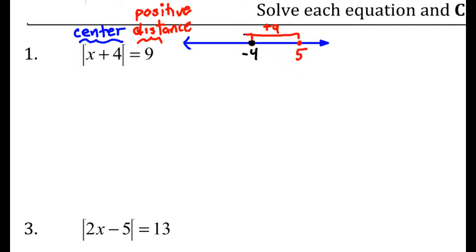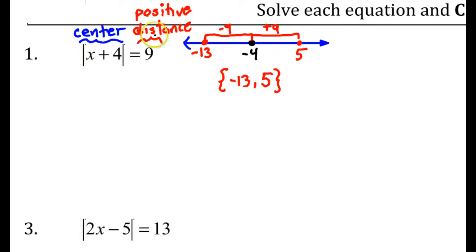And then this direction also. And now, since it's to the left on the number line, it's like a minus. So -4 minus 9 is -13. So my two answers will be -13 and 5. And this is the format to write your answer in, with these braces here.